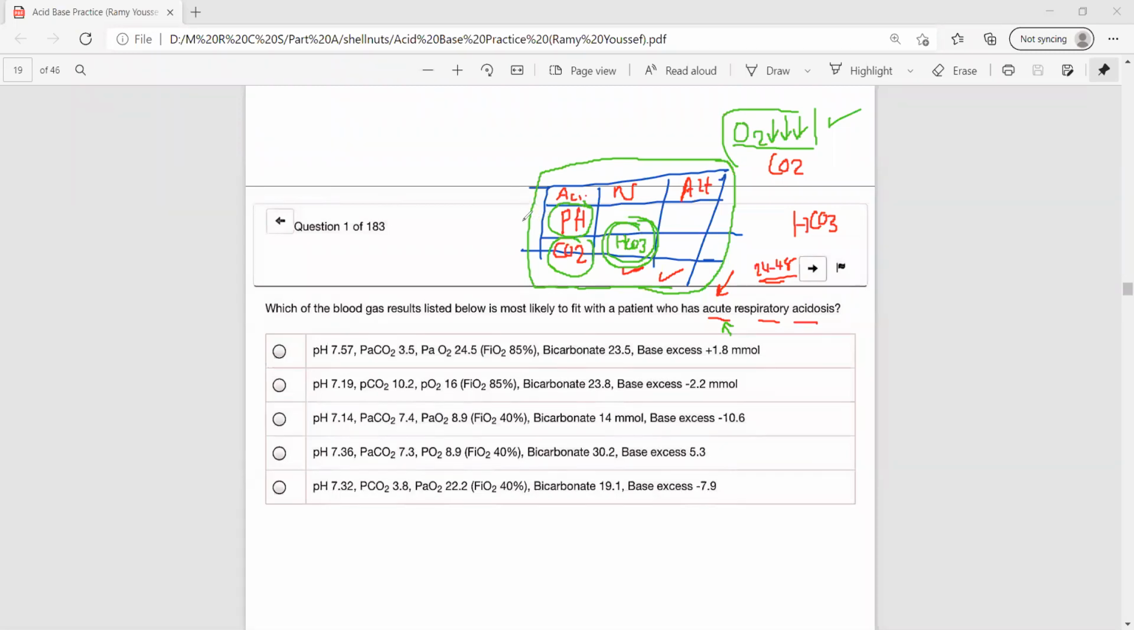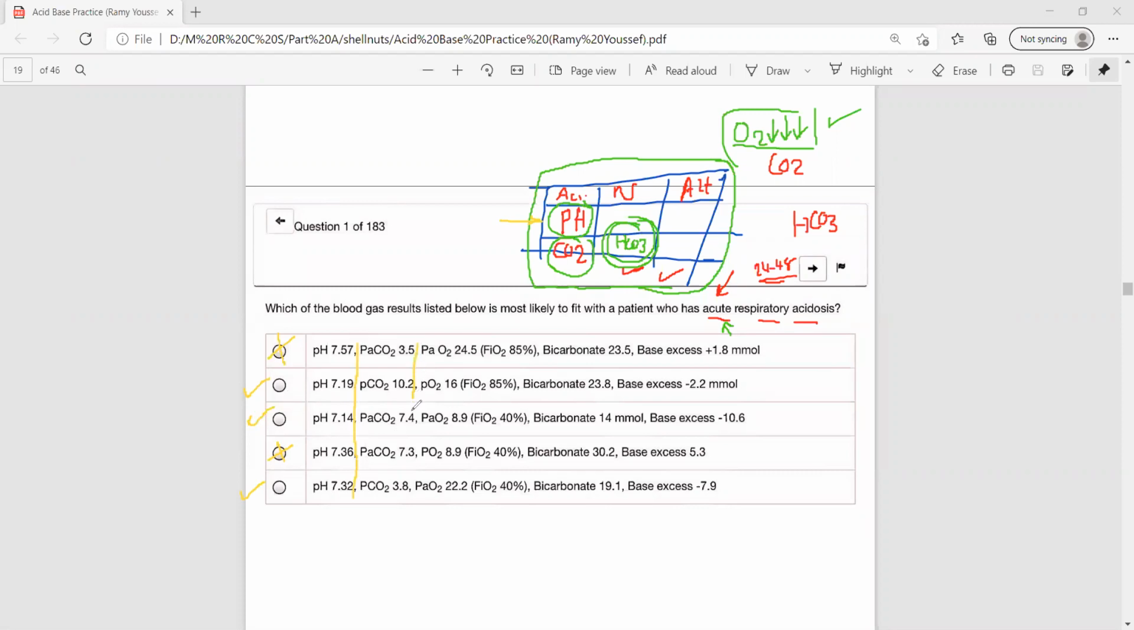Okay, so I'm going vertically. Is this pH acidotic? No, by exclusion. Is this acidotic? Yes. Is this acidotic? Yes. This one is normal, no. This is acidotic. So by exclusion, now I have three options. So I finished the pH.